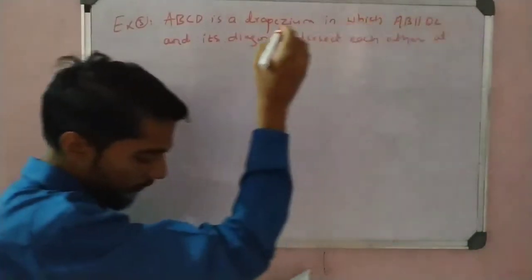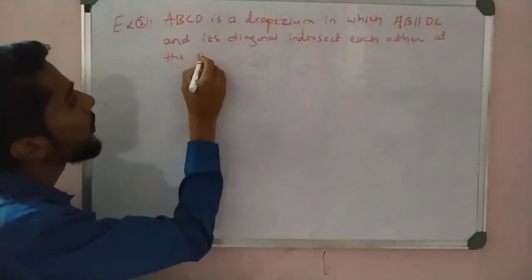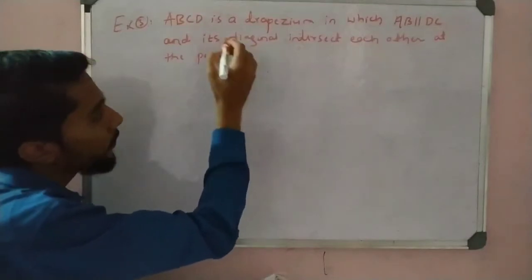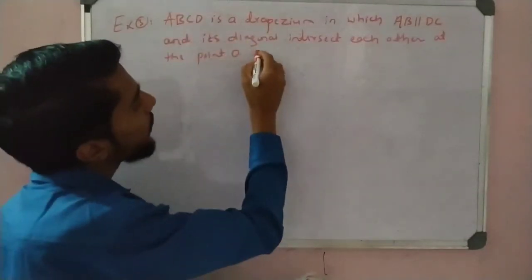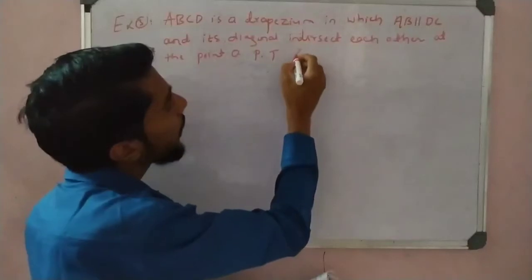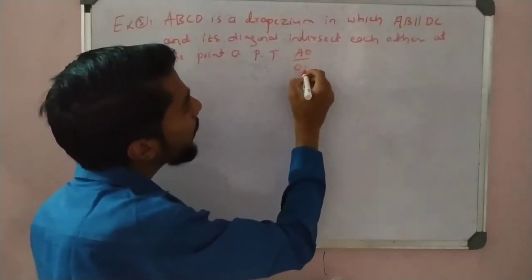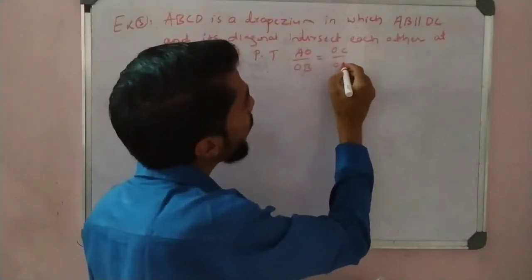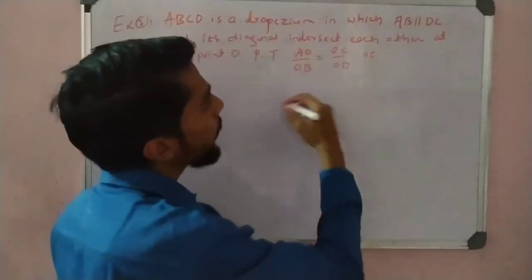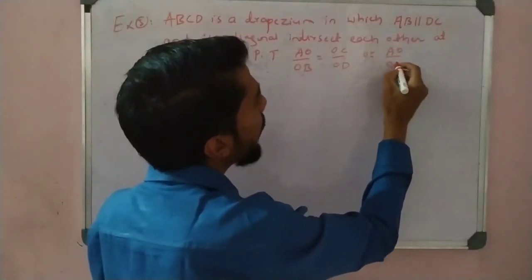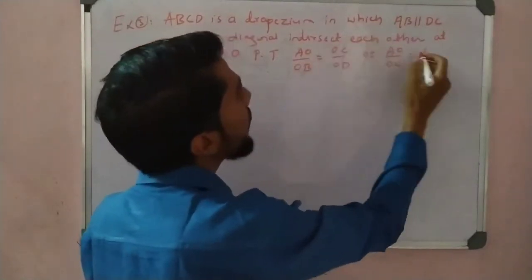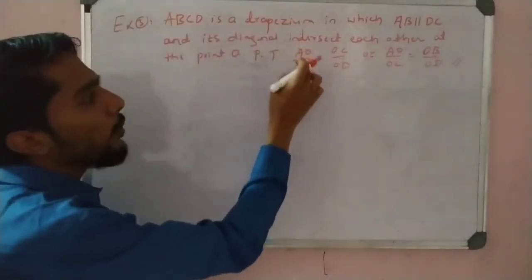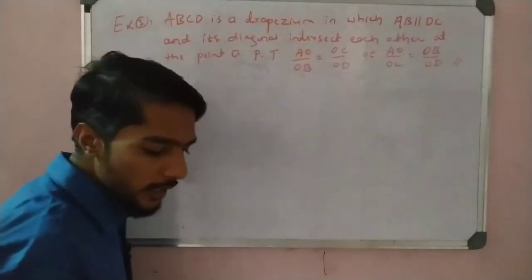at the point O. Prove that AO by OB is equal to OC by OD. Or sometimes they also ask the reverse, that is OA by OC is equal to OB by OD. Both are the same. If they ask like that, OA by OD relation, you have to follow the same process.